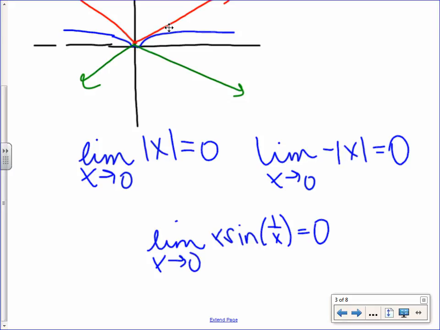So if we didn't use this method, would we have said it doesn't exist? We wouldn't have a way to find it. So this is just a way to give it a number without having to necessarily look at the graph.